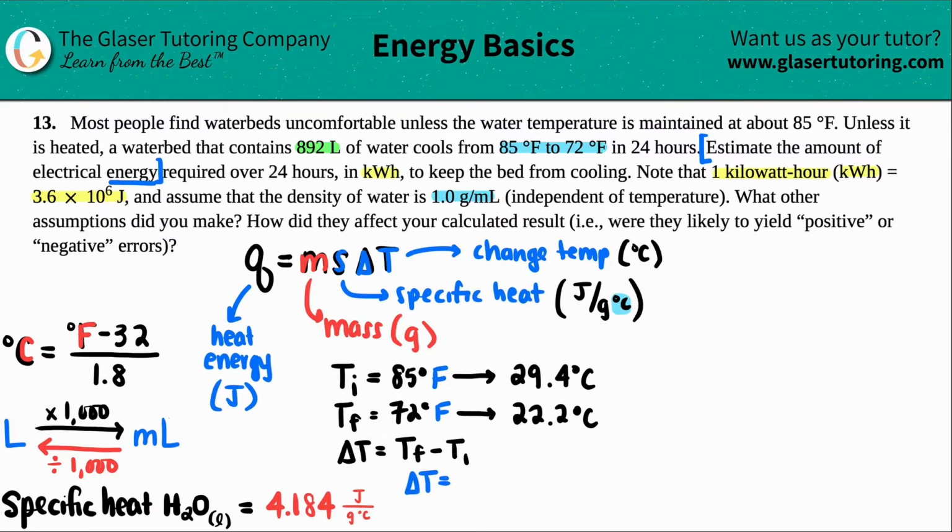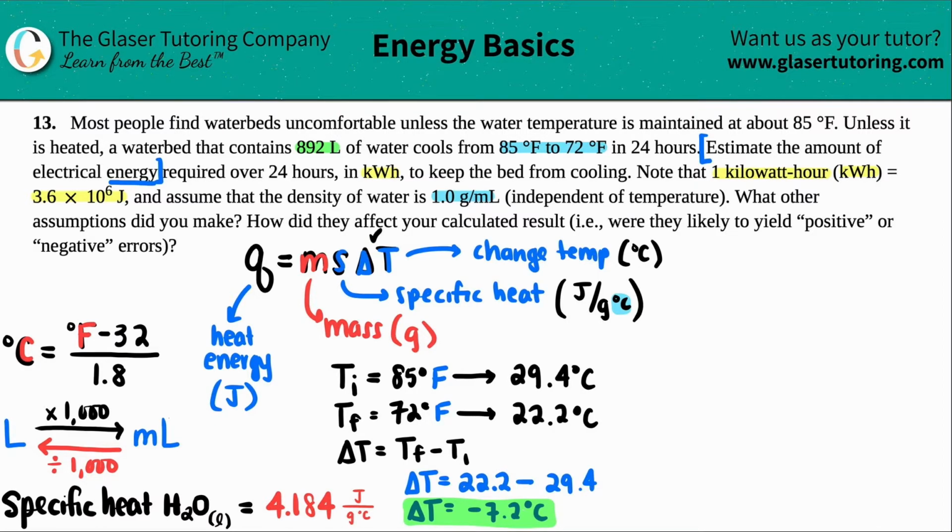So delta T equals final minus initial, 22.2 degrees Celsius minus 29.4. Delta T equals, let's see, 22.2 minus 29.4. I get a negative 7.2 degrees Celsius. Now the negative just signifies that we are losing heat energy, and that kind of makes sense. If we're going down in temperature, it's getting colder, so we're losing heat. Likewise, if you see a positive as your delta T, that means that you're always increasing in temperature and you're gaining heat. Okay, so we figured out the delta T issue here.